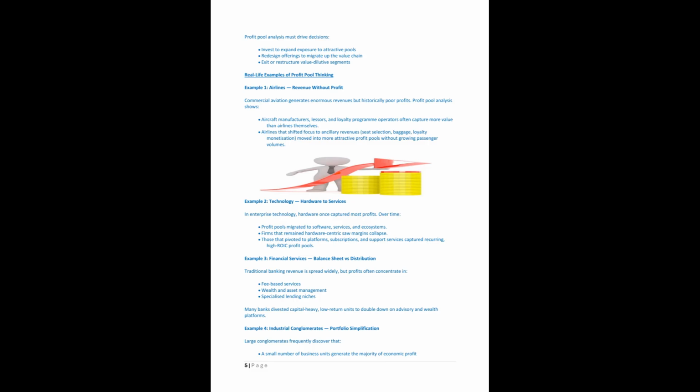Banks found profits concentrated in fee-based services, wealth and asset management, and specialized lending, leading many to divest capital-heavy units and focus on advisory and wealth platforms. Lastly, industrial conglomerates often find that a small number of their business units generate the majority of economic profit, prompting portfolio simplification efforts. These examples highlight how understanding profit pools guides smarter strategic choices to enhance value.